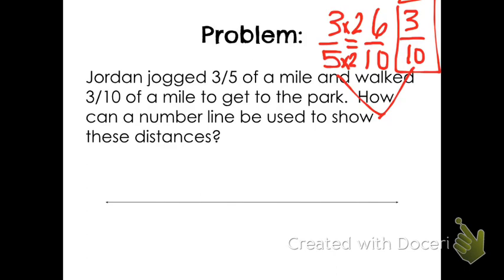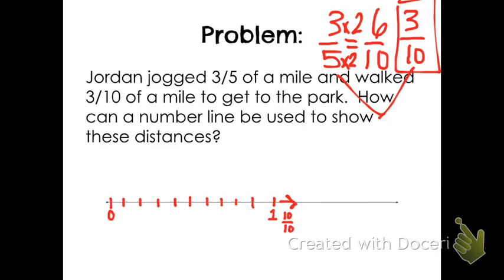Because I have a common denominator, that tells me how many sections I need on my number line. So I start with my 0. After 0, I need 10 sections. So I've got 1, 2, 3, 4, 5, 6, 7, 8, 9, 10. Hopefully you did a better job spacing out your number line than I did. Now my last one would be equal to 1 whole or 10 tenths.